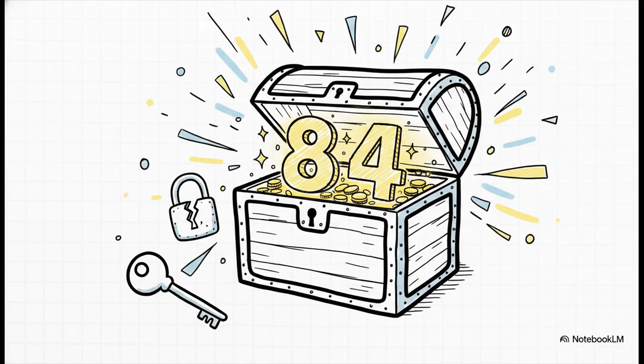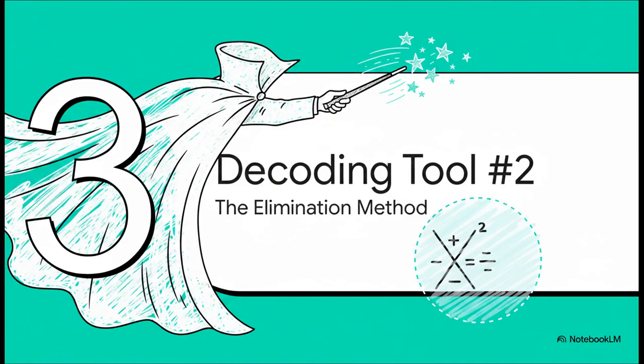And you can check it. Both messages are now true. 8 plus 4 is 12, and 8 minus 4 is 4. Mission accomplished. But substitution is just one tool in our kit. What if there's an even more direct way? Let's bring out our second decoding tool, the elimination method.